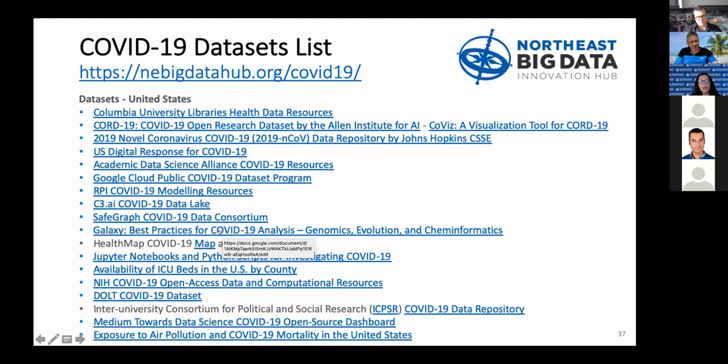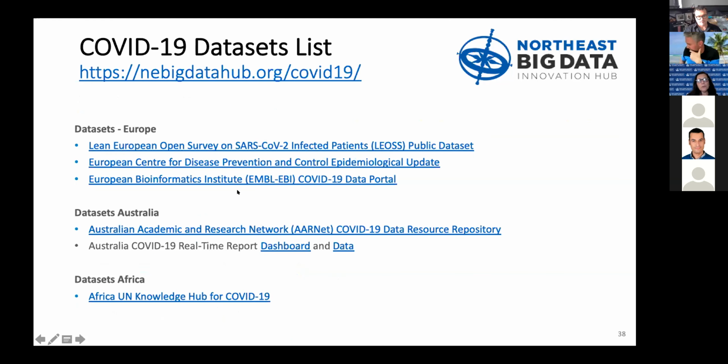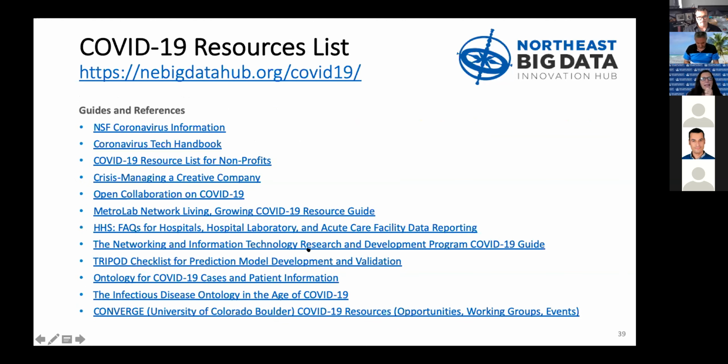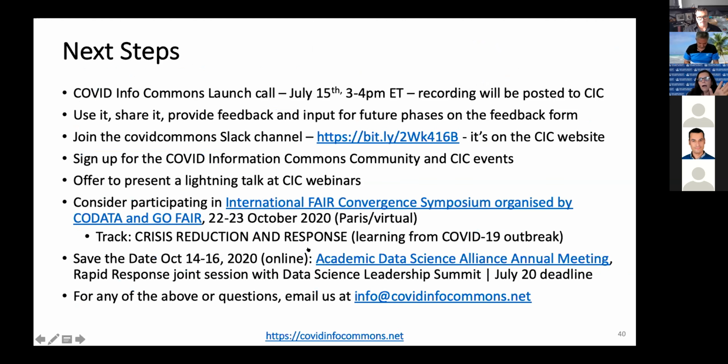And they're from around the planet because people know we have this, so they send us these links. So these are the US data sets. We have a few European data sets. They had me present this at an EC meeting a few weeks ago, and they asked me to put the European Bioinformatics Institute data portal on here, so that's here. We have a couple of Australian data sets. We have an African data set. How cool is that? And then we have guides and references, and these are all hot links from our page.